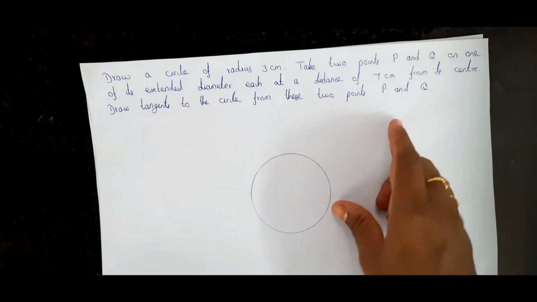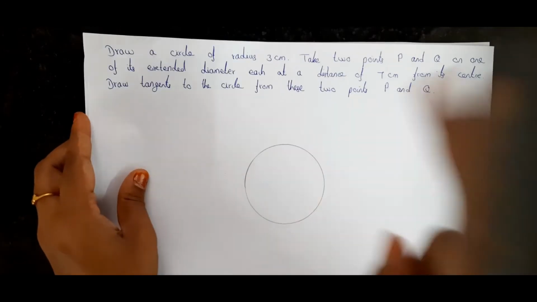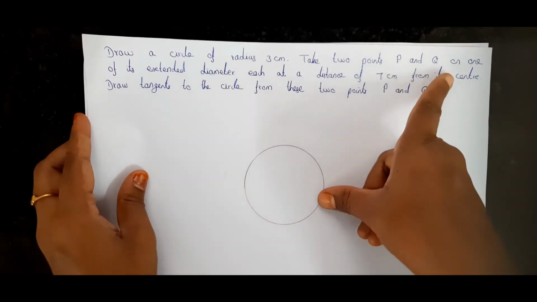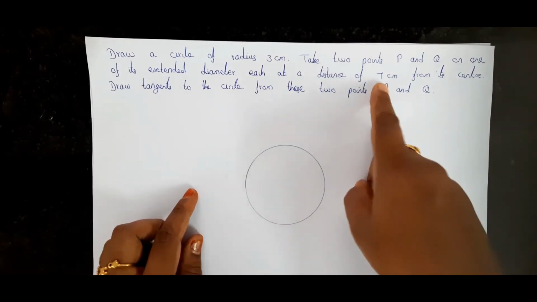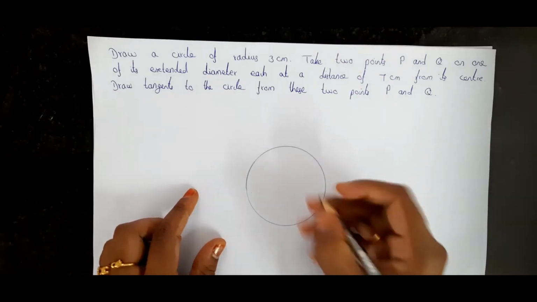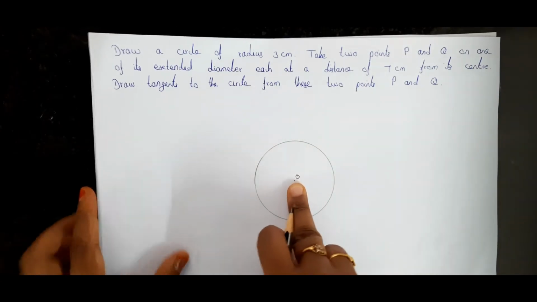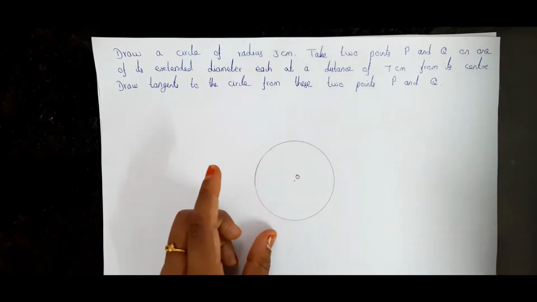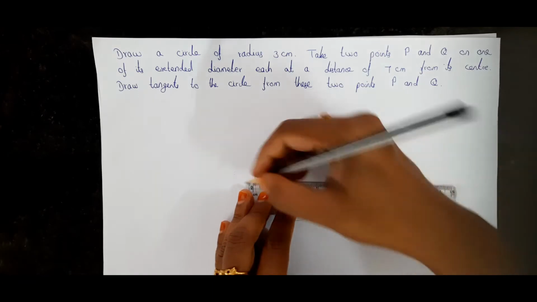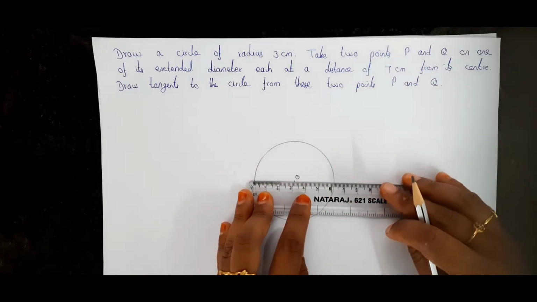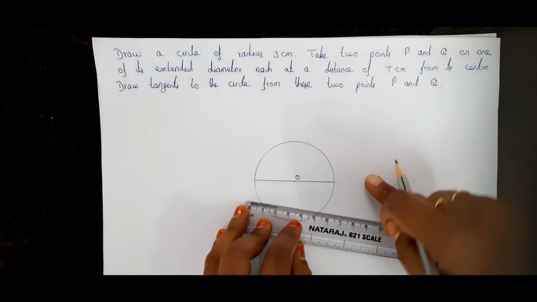Then next, read the question. We have to choose two external points. In the construction, we have to choose two external points. P and Q are the two external points. The external point distance is 7 cm from the center. So now this is the center. From the center we have to choose 7 cm on both sides. This is a diameter, right? Okay, this is the diameter of the circle.